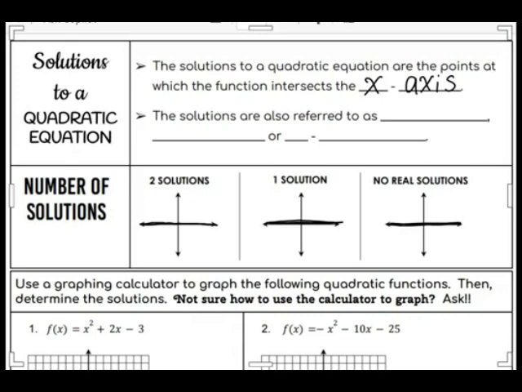or solutions. The solutions are also referred to as zeros. So if you see something where it says find the zeros, it's the same thing as solutions. You could also see it as roots, find the roots, that's also a solution, and x-intercepts.